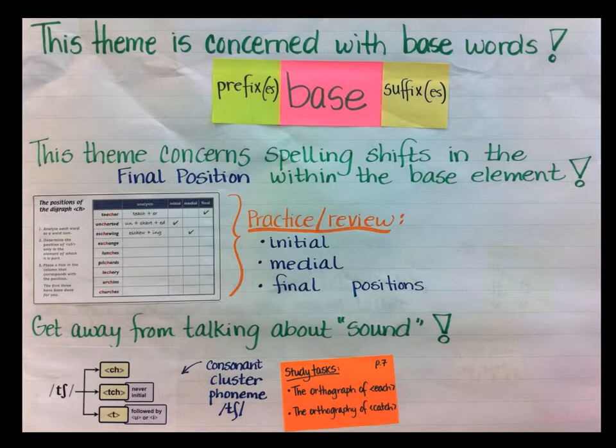This theme does concern spelling shifts which happen in the final position within a base element. Last year we also introduced the idea of initial, medial, and final positions in words, and getting away from beginning and ending. This is just more precise, and it helps, especially with ending. If we talk about ending, then what happens when you add a suffix? It seems like it's the end and a suffix can't be added, when in actuality it's just the final part of a base word, so of course a suffix could be added.